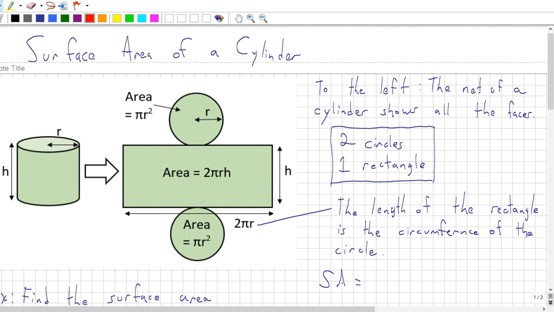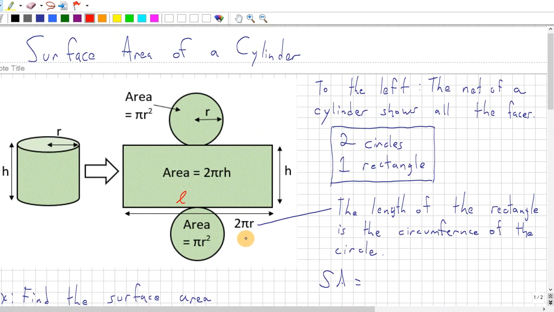Surface area of a cylinder. So as we looked at in the previous lessons, how a cylinder cuts up and makes the net. If we chop that cylinder up, we get this net with two circles on the top and this rectangle in the middle. And remember how I said the length of this rectangle is equal to the circumference of the circle.